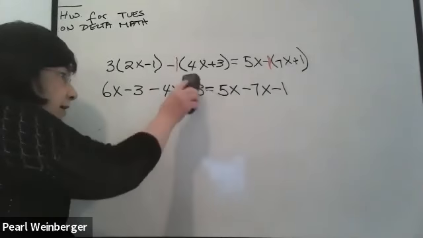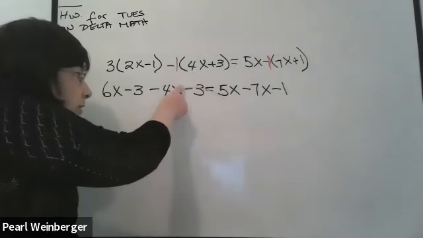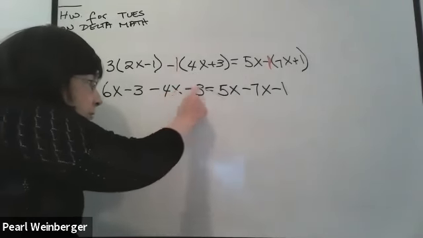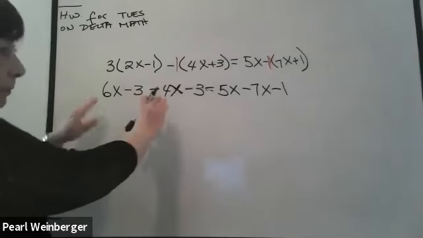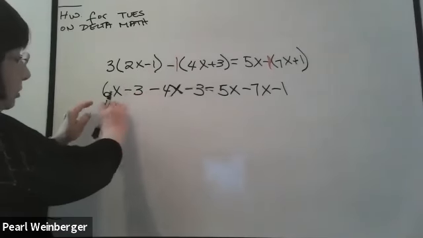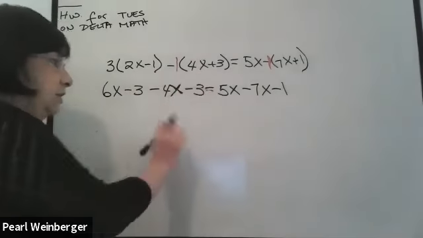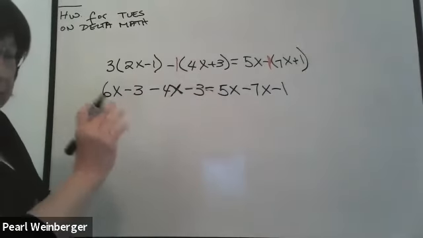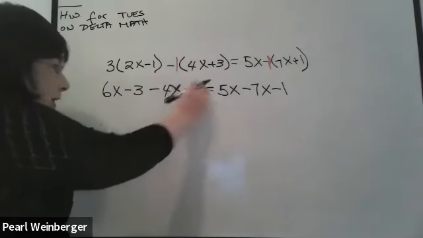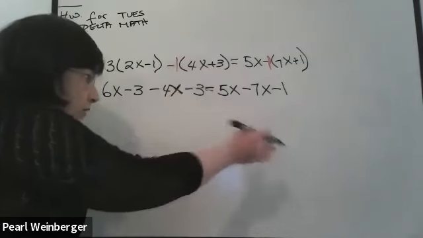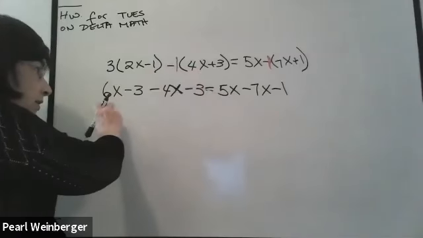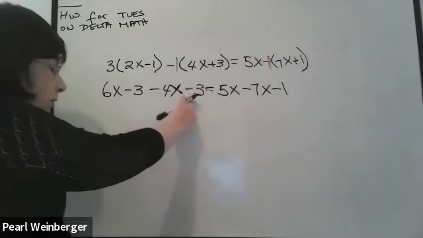Is that okay? Is everybody okay up to this step? Yes. So let's see what happens from this step. We combine the like terms. Now remember, we're working first on each side separately, so we're not looking to go across. We're just working with this 6x minus 3 minus 4x minus 3.